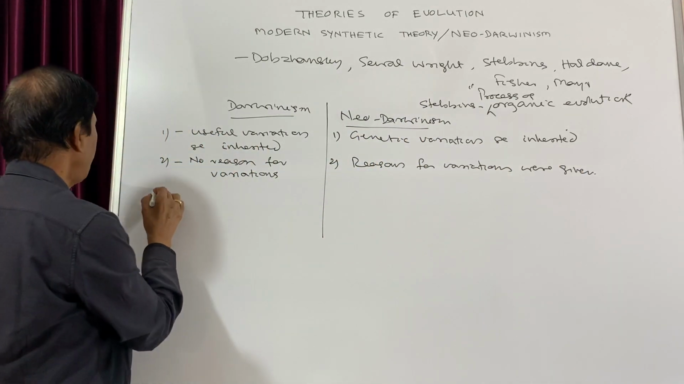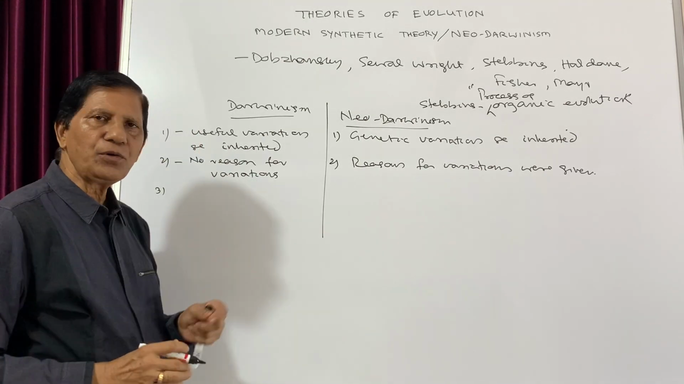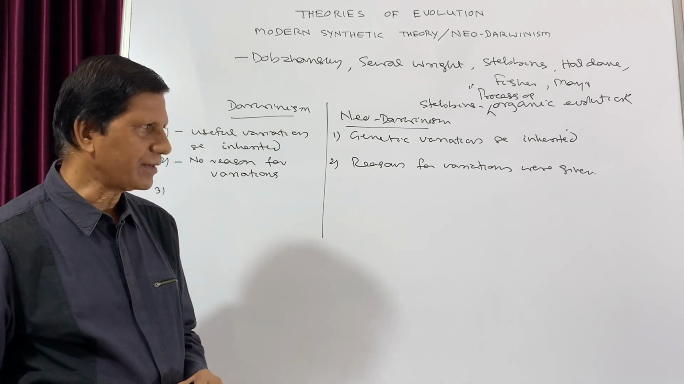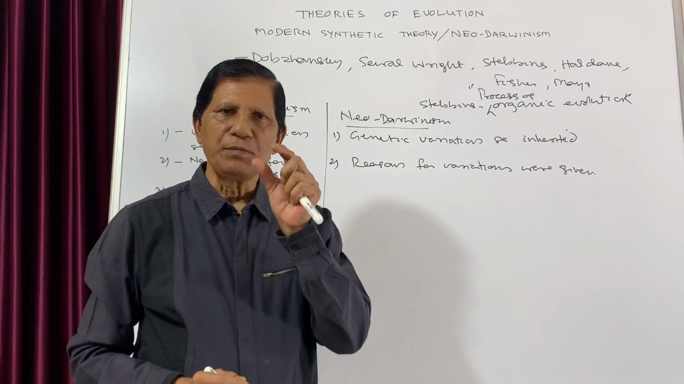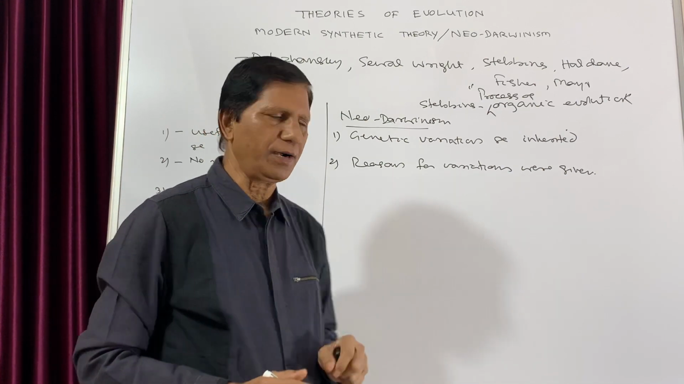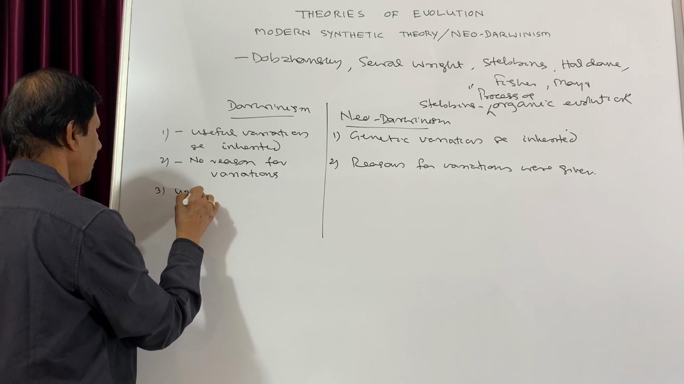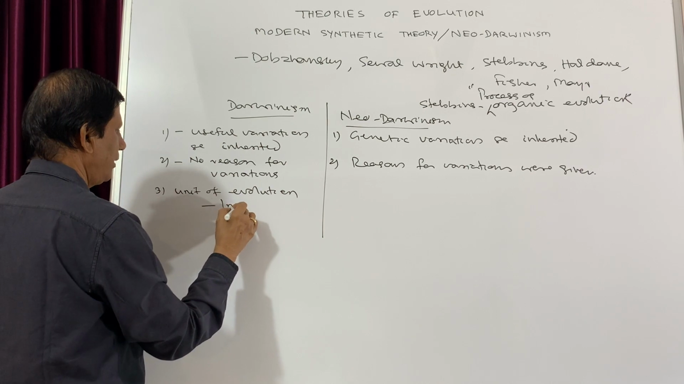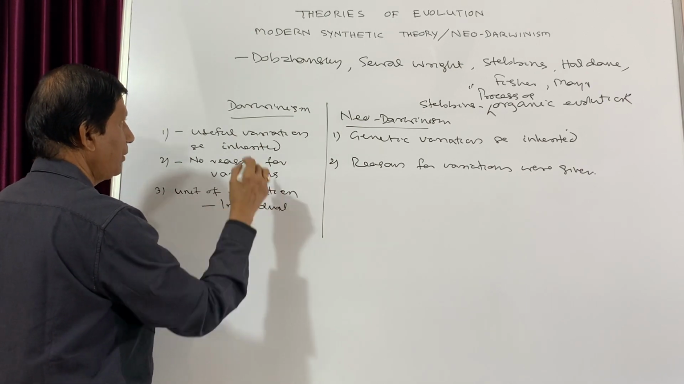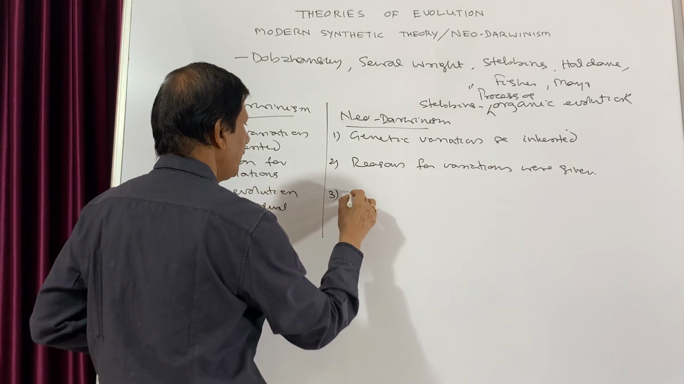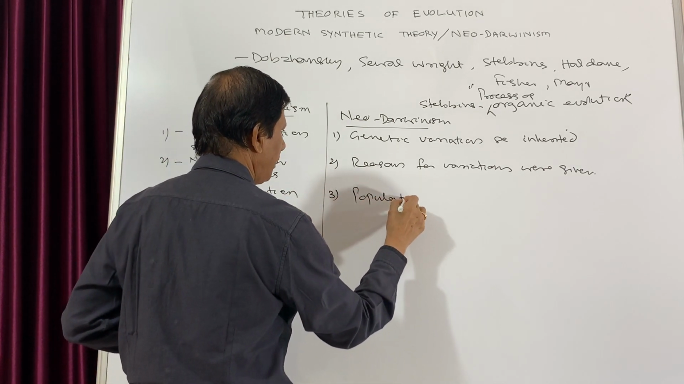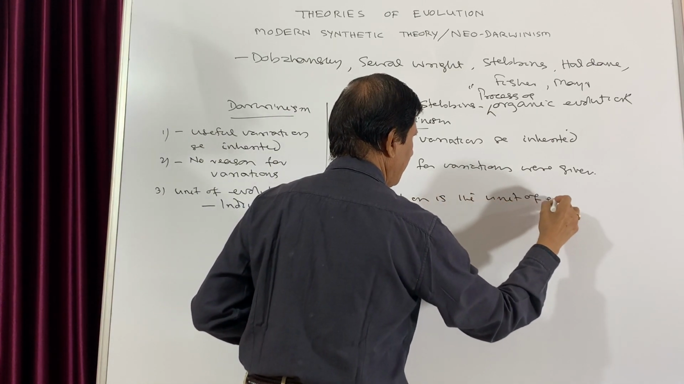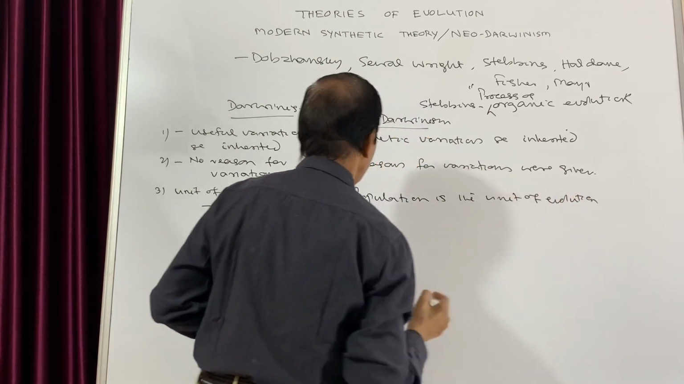Now another very important difference is, according to Darwin, the unit of evolution is an individual, but according to Neo-Darwinism, the population is the unit of evolution. This is very, very important. So the unit of evolution is the individual according to Darwin, but according to this modern theory, the population is the unit of evolution. So this is very important.